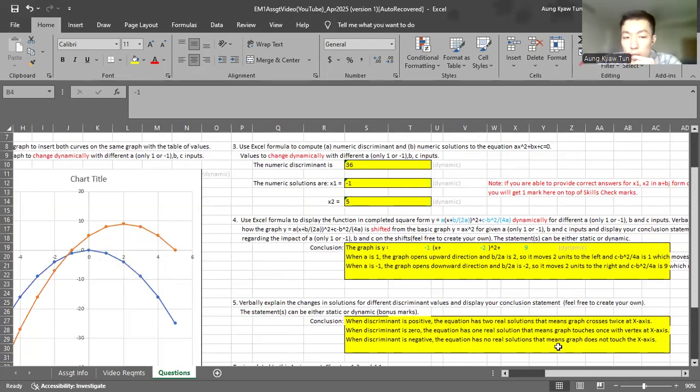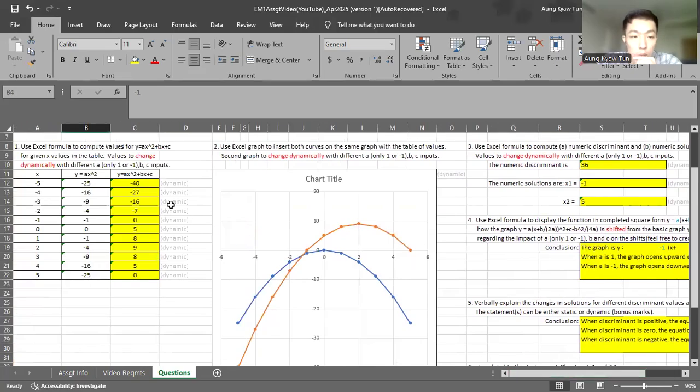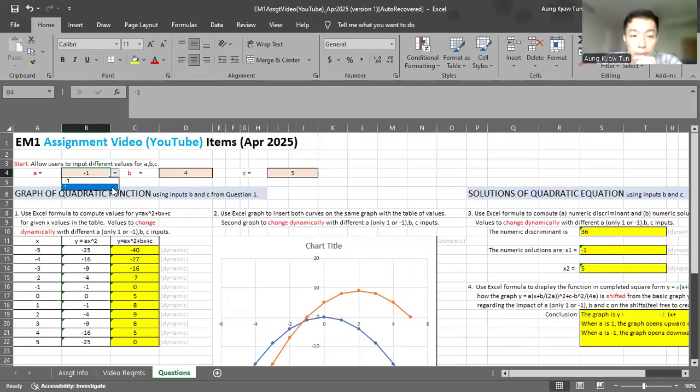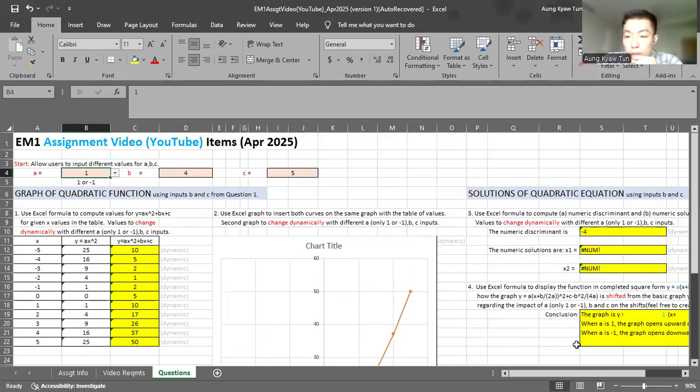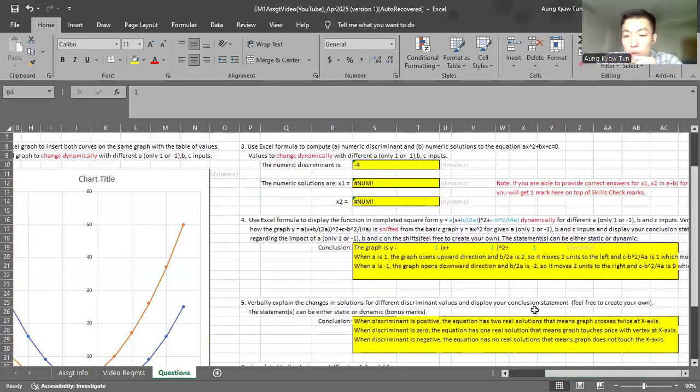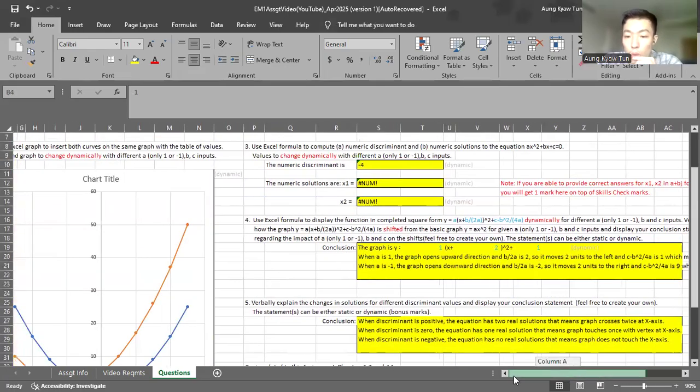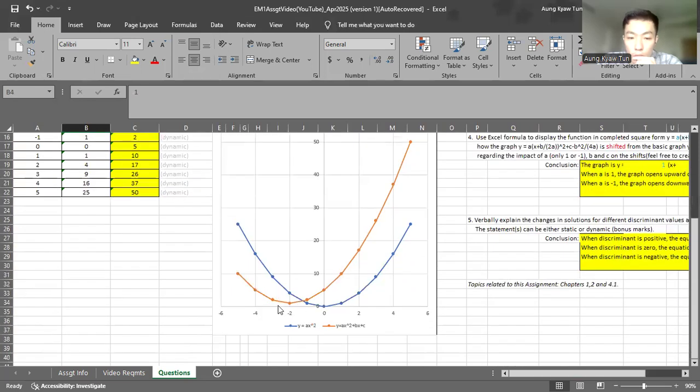When the discriminant is equal to 0, the graph touches the x-axis at only 1 point, so it means it has only one real solution. When the discriminant is negative, like this, there is no real solution, so it means the graph does not touch the x-axis.